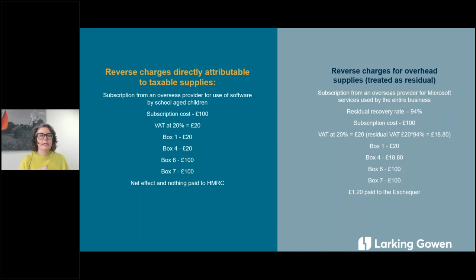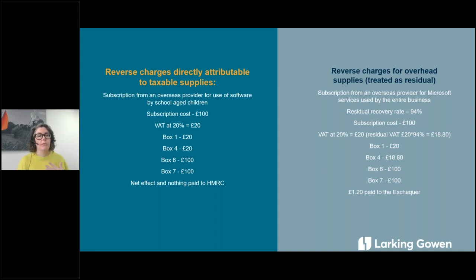So if you're buying something, and it's commonly IT licenses or social media costs, from a business that is established outside of the UK, you need to think about the reverse charge procedure. So what this does is say that the place of supply is where you, as the recipient of that service, is established, so the UK. So it's the UK tax authorities who have the taxing right over that supply.